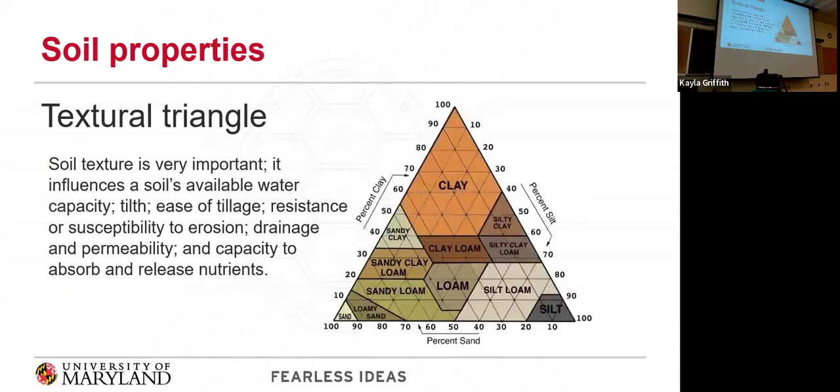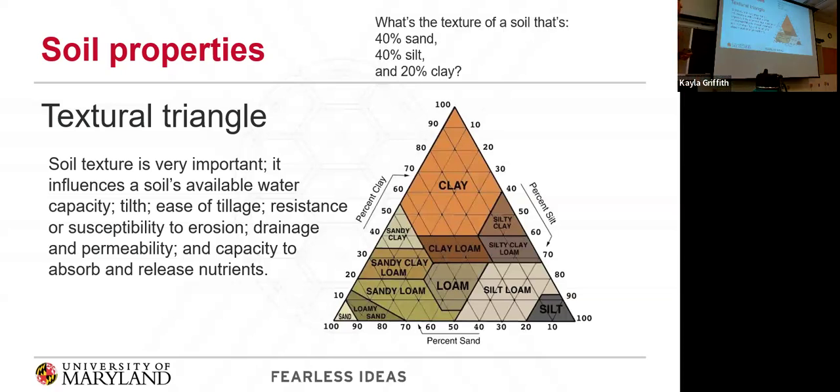Have you all seen the triangle before? So this is really important with soil texture because it tells you the availability of your water capacity, how easy it is if you're going to be using tillage, the resistance to erosion, your drainage, and any nutrients that are going to be absorbed by the plant in the soil.